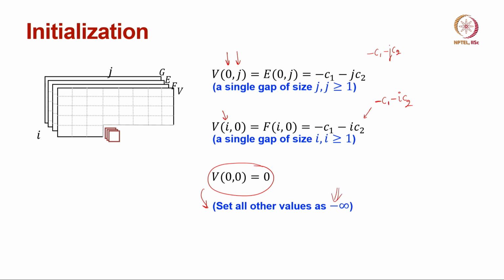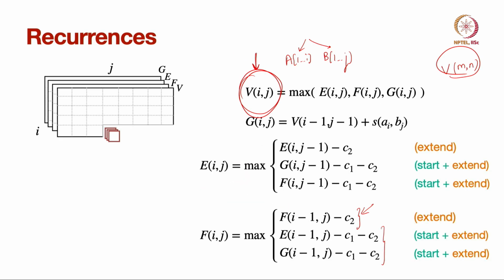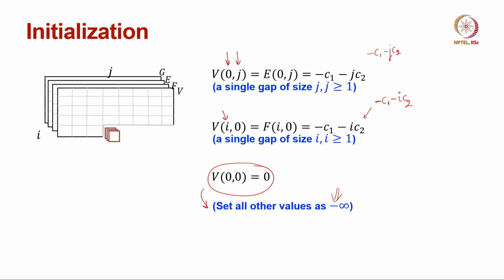So, with this initialization and with this recursion, we can compute the entire tables G, E, F, V and solve this problem optimally. Eventually, once we have computed the entire tables, we can again do the trace back as we have done before, and through the trace back we can figure out what the optimal alignment was. So, from the score and trace back we can also construct the alignment between sequences A and B.